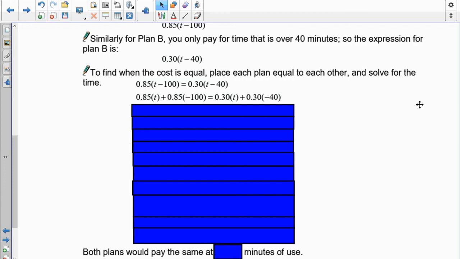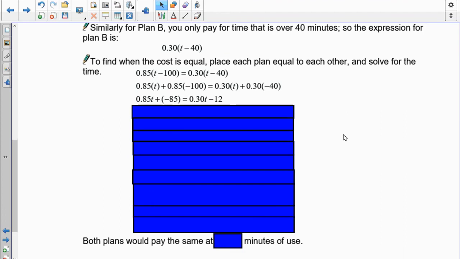All right, so 0.85 times t just becomes 0.85t. This becomes 0.85 times negative 100, so this has become negative 85. This becomes 0.3t, and this becomes negative 12. 3 times 4 is 12. So this is what we end up with here after you do all your multiplication, and of course you can use your calculator to do it.